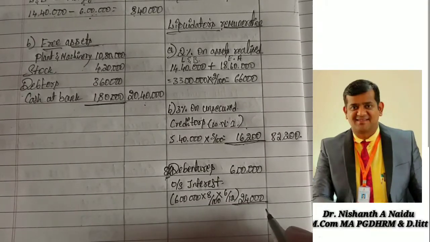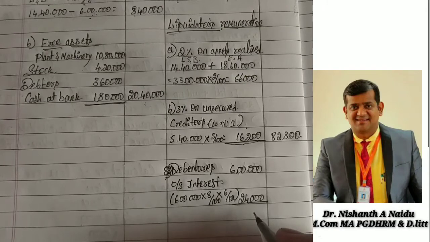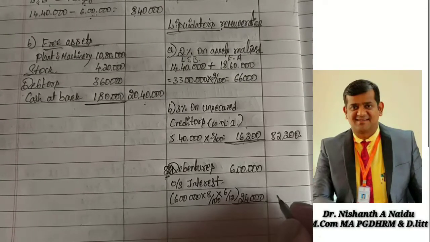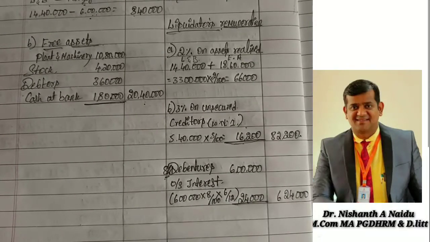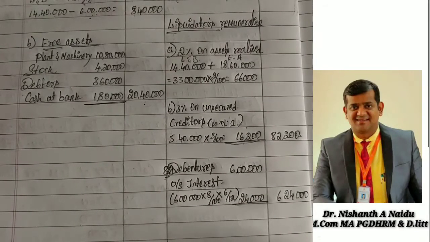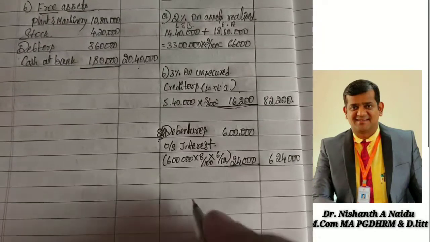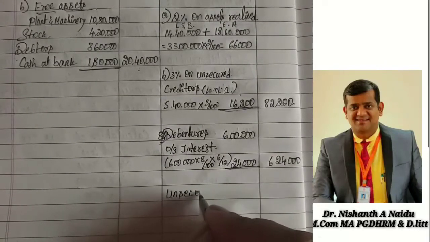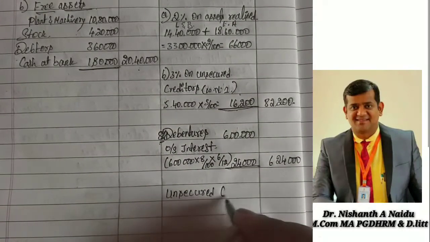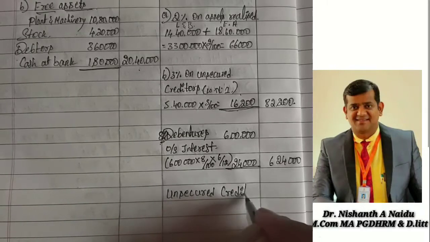So now let us settle the debenture, that is 6,24,000 rupees. We have settled the debentures. Next we have to settle unsecured creditors.